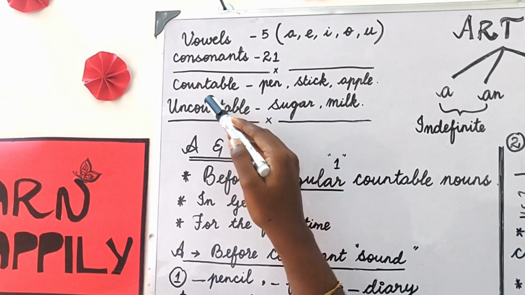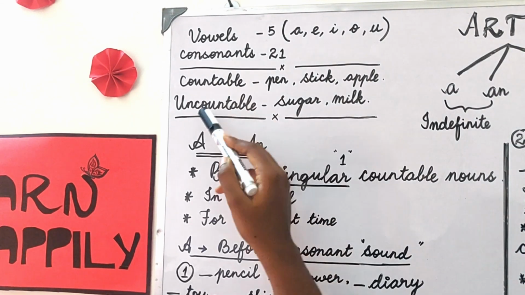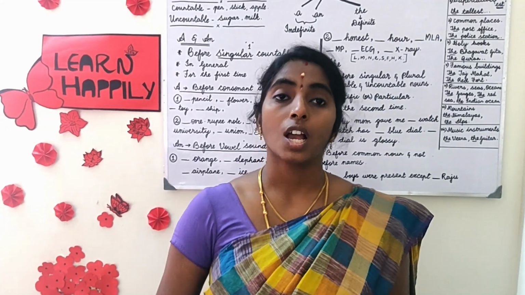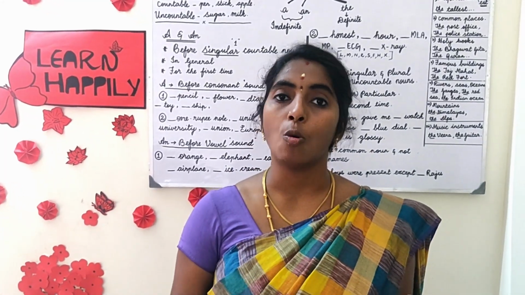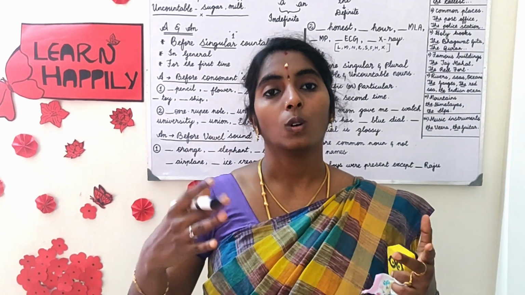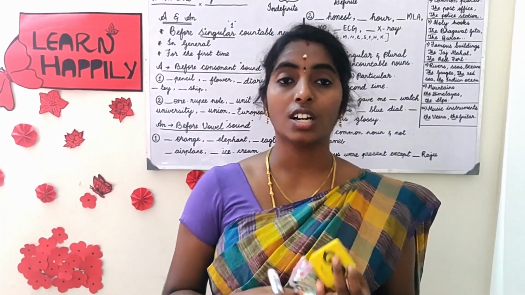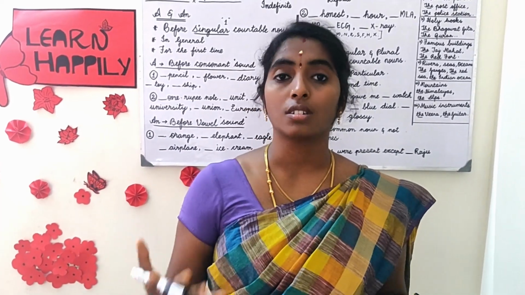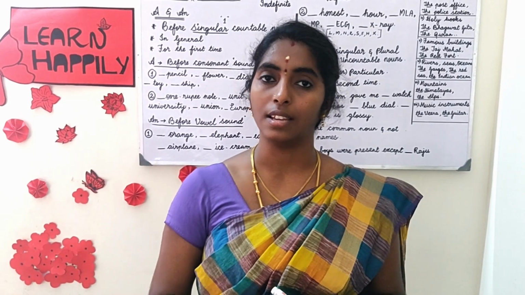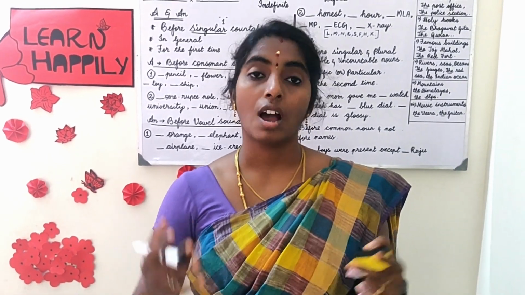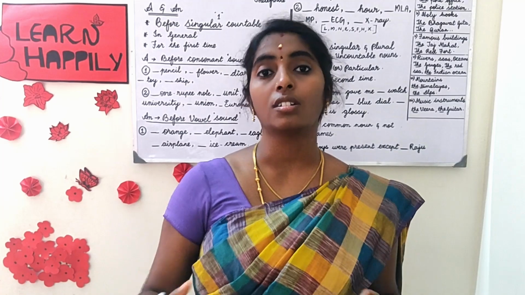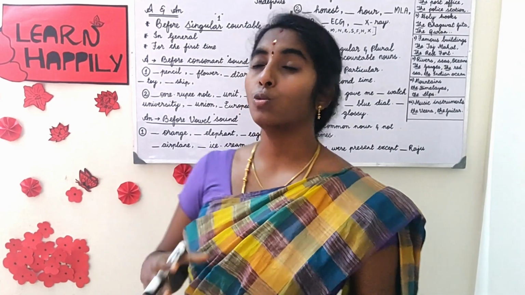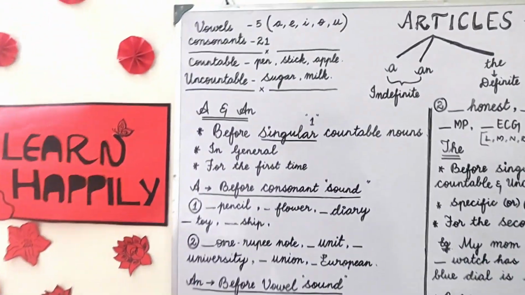And next to that, you should also know one more thing, that is countable and uncountable. So what's a countable noun and what's an uncountable noun? Countable noun is nothing but which you can count very easily. Okay, so a pen, a duster, a kerchief, a sari. Similarly, an uncountable noun is which you cannot count very easily. Milk, sugar, honey. So these things you cannot count easily. These come under the category of uncountable nouns.